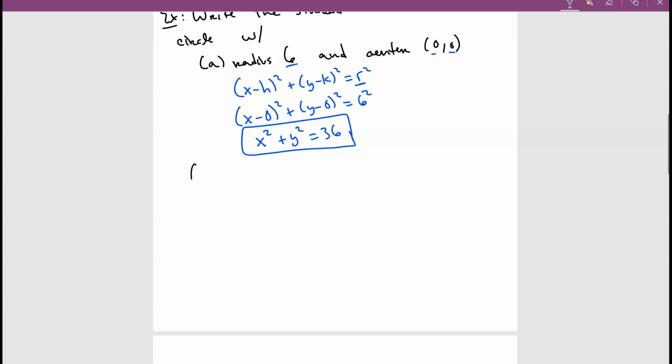Now let's do part B. Let's do another one. Write the standard form of the circle with radius 7 and center 2, negative 4.